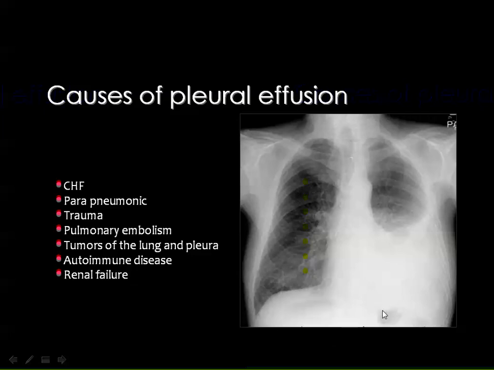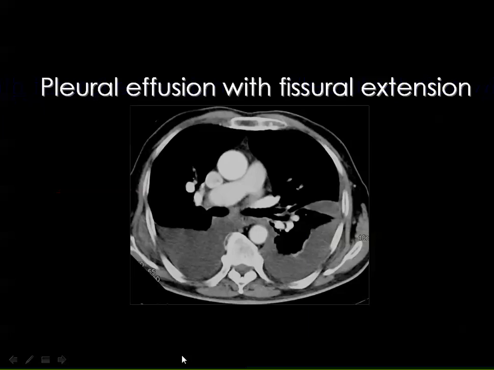Then the effusion may be mild, may be moderate, may be severe. In all cases, it should show the meniscus sign with concave upper border, and the lateral margin is rising towards the axilla. As I have said, many causes are known for the pleural effusion, including congestive heart failure, and the parapneumonic effusions, post-traumatic, pulmonary embolism, tumors of the lung and the pleura, autoimmune diseases, and renal failure.